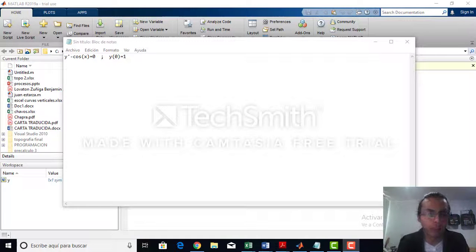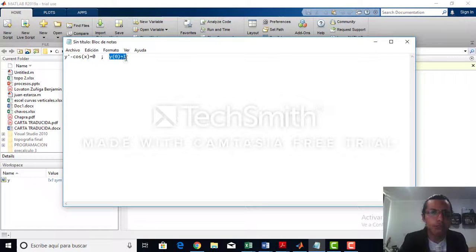Hey everyone, we are here in another mission to accomplish a differential equation, first with our knowledge and then with this application that we're seeing, MATLAB. So we have this differential equation with an initial condition.